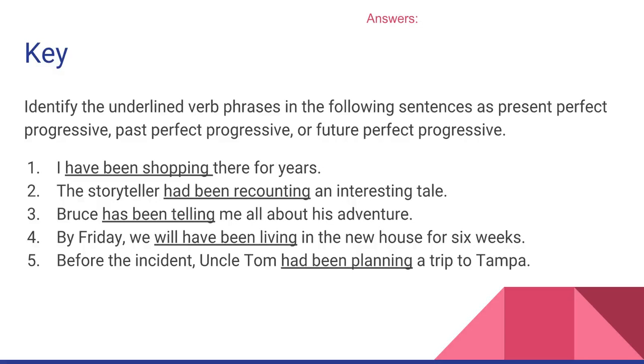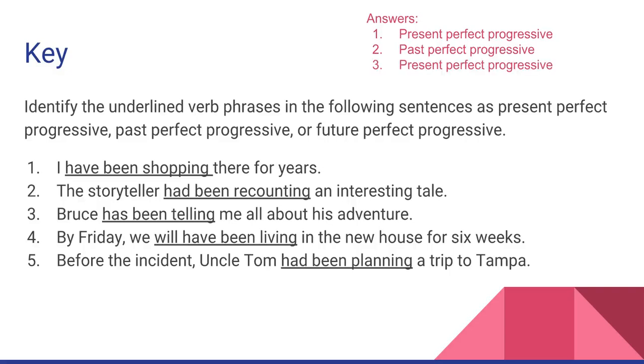For number 1, I have been shopping. You should have labeled that present perfect progressive. Have is our present perfect. And of course, we're dealing with progressive forms, so present perfect progressive. 2, past perfect progressive, because had is the first helping verb. And we have been recounting in our present participle, which makes it the progressive form. 3, has been telling, present perfect progressive. Has is a present perfect helping verb, and been telling is our present participle, so we have present perfect progressive.